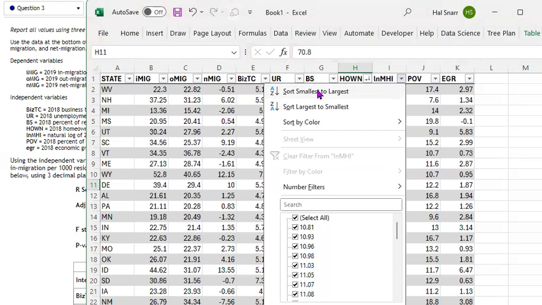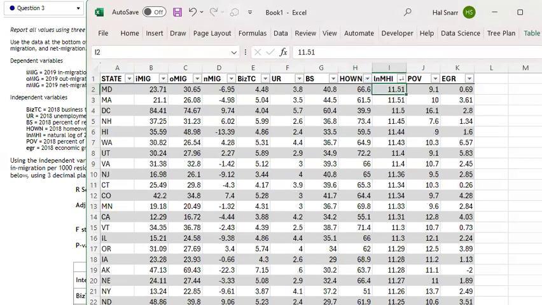And then this is the log median household income, right? So this is in log dollars. And the states with the highest household income are Maryland, Massachusetts, DC, New Hampshire, Hawaii, Washington, Utah, Virginia, New Jersey, and Connecticut. They're the top 10. Connecticut's tied with Colorado in terms of log median household income.